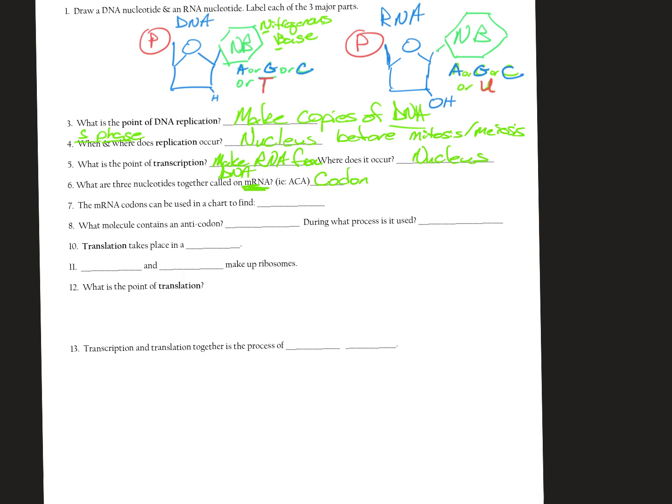The mRNA codons can be used in the chart to find what? The sequence of amino acids. You can put sequence, or you can put amino acids that are going to be replacing it, but you're right, it would be the sequence ultimately. What molecule contains the anticodon? tRNA. And during what process is it used? Protein synthesis. To make proteins, what's that process called when you're making the actual protein? Translation.